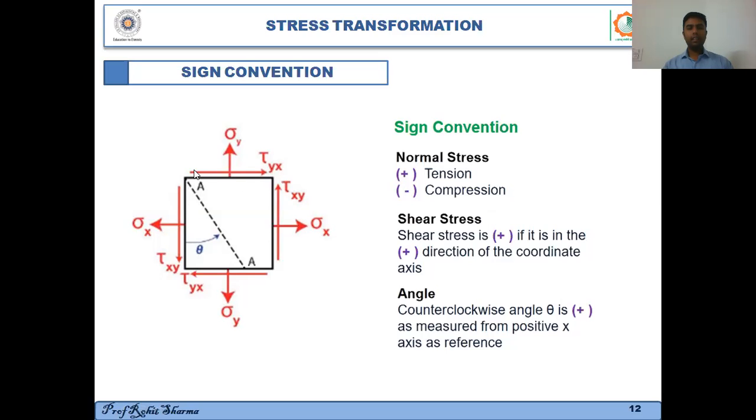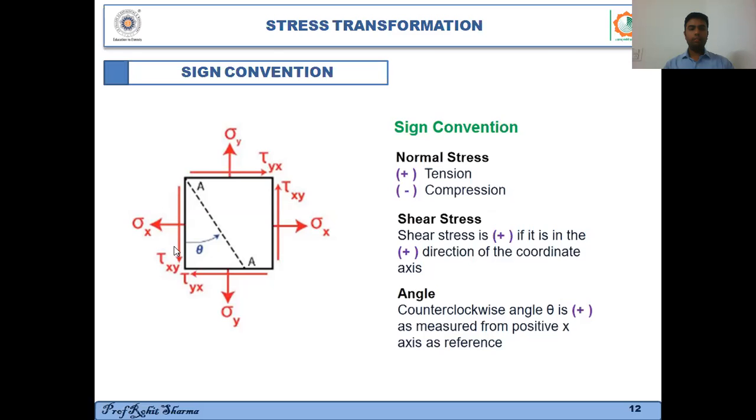If I consider this shear stress which is acting on the top face, right? So again, this shear stress is what? This is acting on the positive y face, and it is acting in the positive x direction. So again, this shear stress is positive.